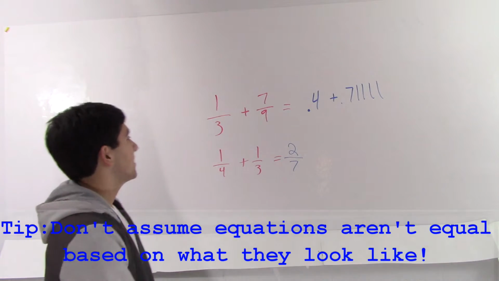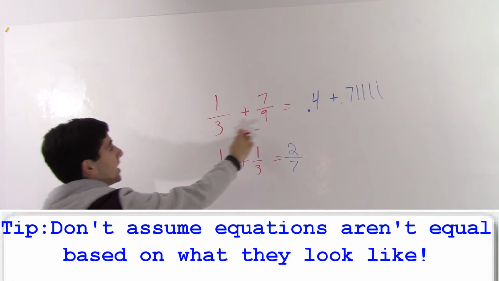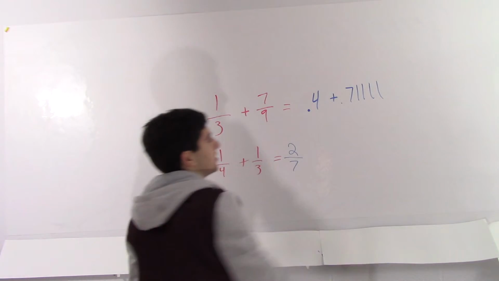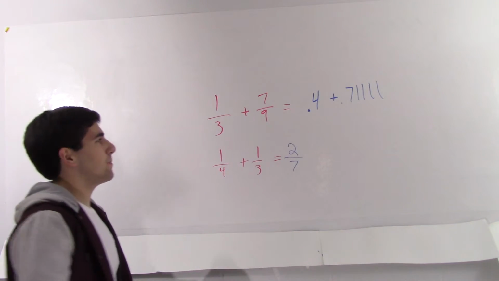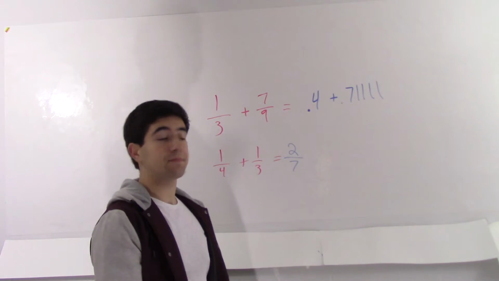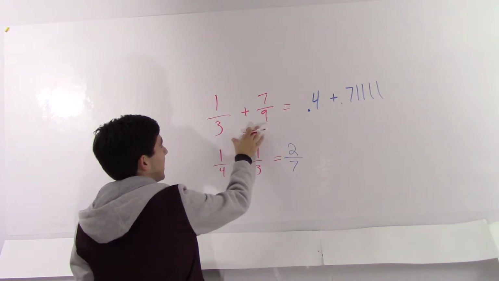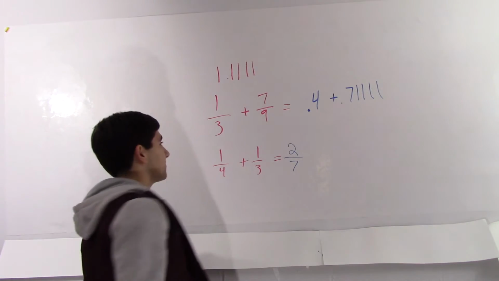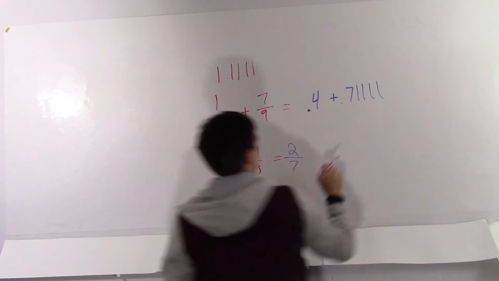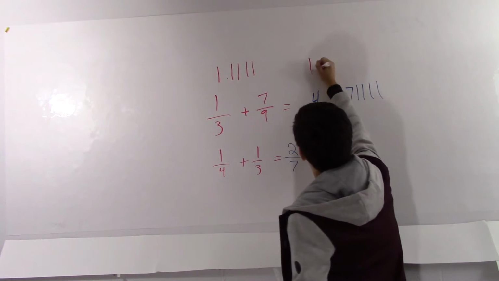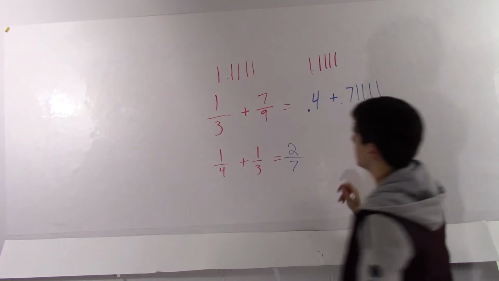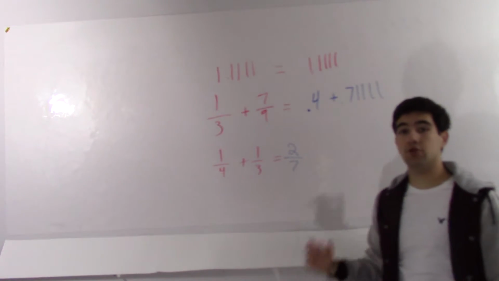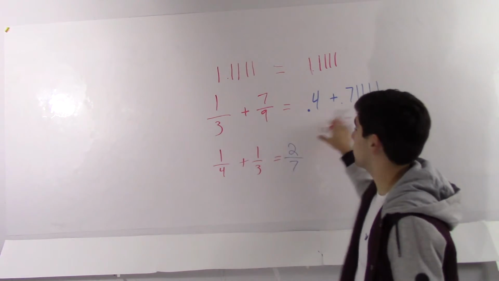One thing you have to know is that numerically equivalent statements aren't always going to look equivalent at the start. Take this example, 1/3 and 7/9. Well, one is in fractional form, another one is in decimal form. So they can't be equal. Actually, they can. Because if you added these together, you would get 1.1111. If you add these together, it's going to get 1.1111. So actually, these two statements are equal and true, despite the fact that they look really different.